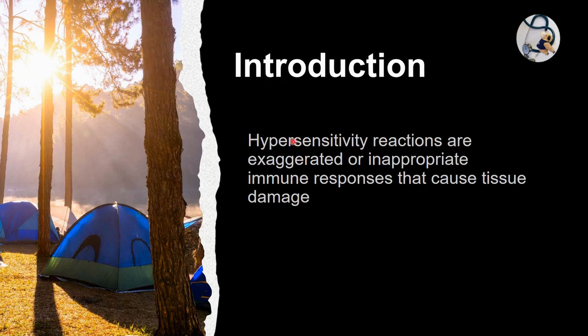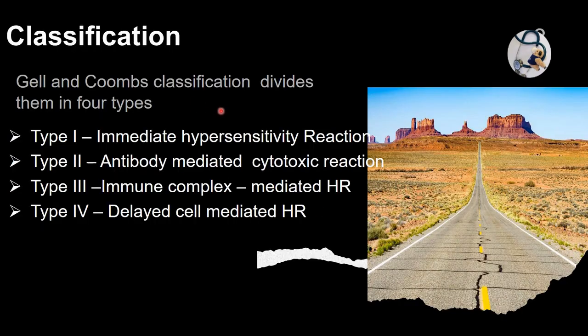To define, hypersensitivity reactions are exaggerated or inappropriate immune responses that cause tissue damage. Classification. Gell and Coombs classified this condition in four types. Type 1, immediate hypersensitivity reaction. Type 2, antibody-mediated cytotoxic hypersensitivity reaction. Type 3, immune complex-mediated hypersensitivity reaction. And type 4, delayed cell-mediated hypersensitivity reaction. So in brief, I'll discuss all these four types.